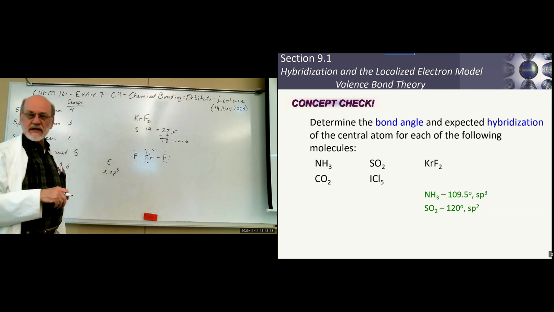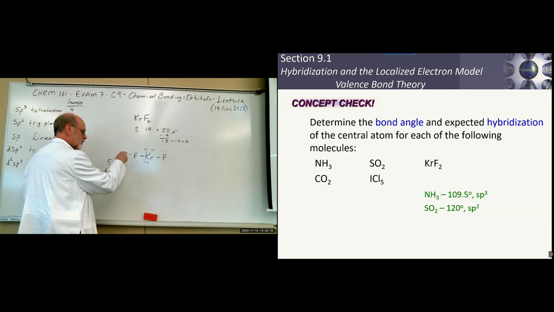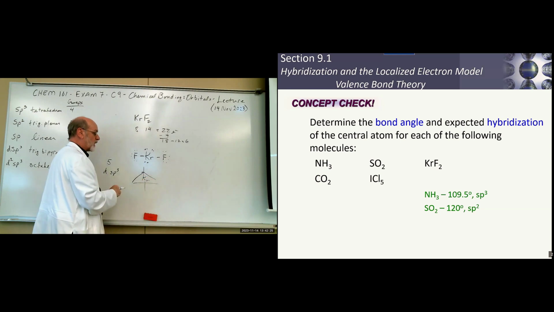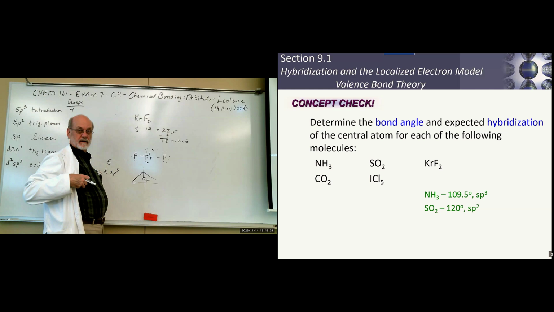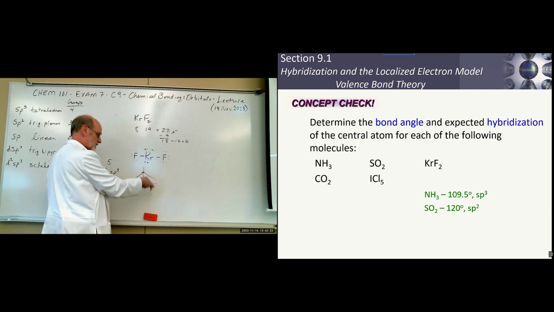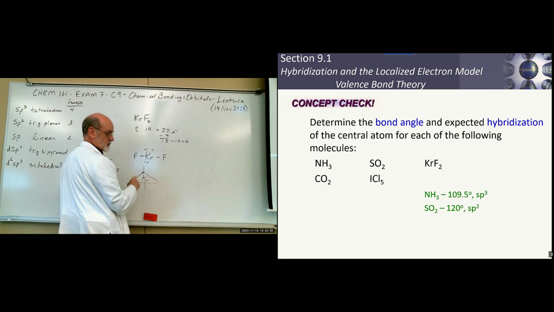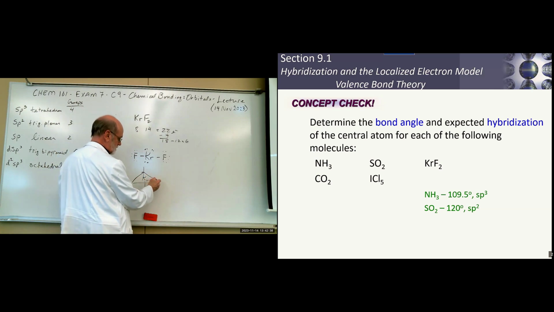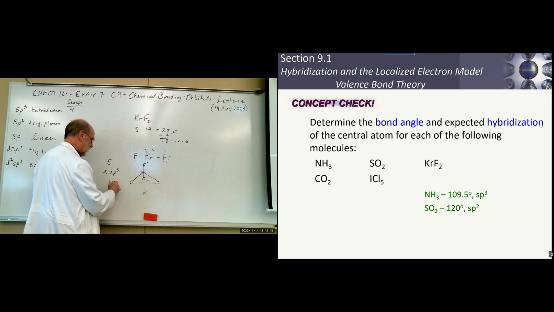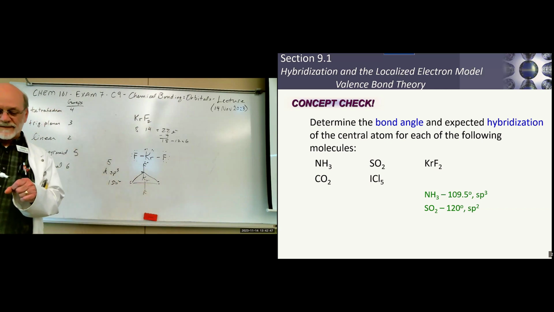Well, actually, bond angles here. Where are those fluorines going to be? If we draw the triangle here, and put krypton in the middle, where do we put the lone pairs? In trigonal planar, right? In octahedral, we put them out here. But in trigonal bipyramid, we put them on like that. So the fluorines are going to be here and here. The bond angle is 180 degrees.